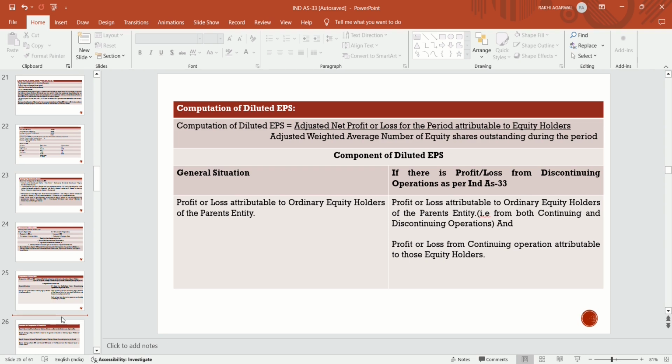Components of diluted EPS. What are the components? In the general situation, the profit or loss attributable to the ordinary equity holders of the parent entity, and if there is a profit or loss from discontinued operations as per Ind AS 33, then the profit or loss attributable to ordinary equity holders of the parent entity from continuing and discontinued operations, and the profit or loss from continuing operations attributable to those equity holders. So these are the components.